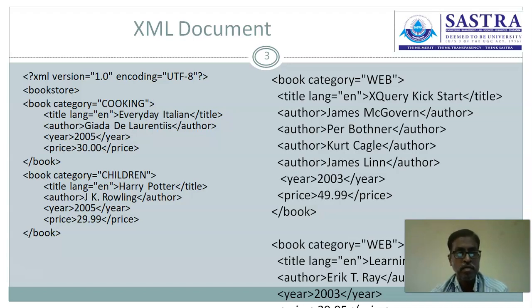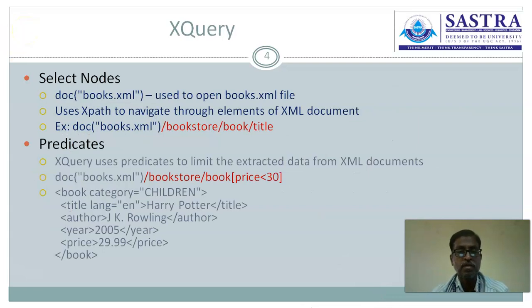Within the book element, we can have four sub-elements: title, author, year, price. You can include the title of the cooking book, the author name, the year of publication, and the price. Likewise you can include any number of books in your bookstore. All books include title, author, year, price sub-elements, and data in those sub-elements as shown in the slide.